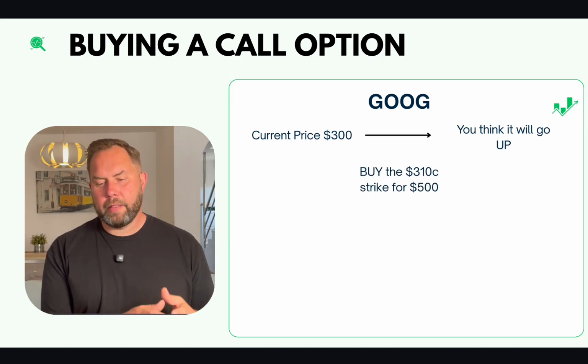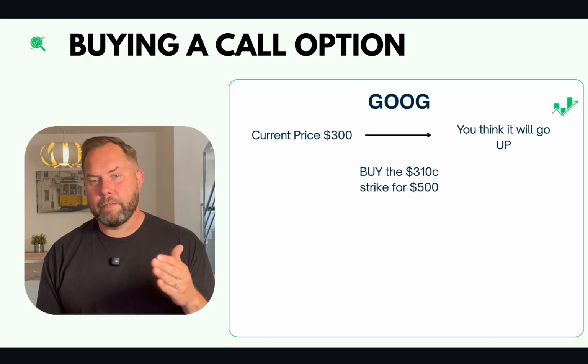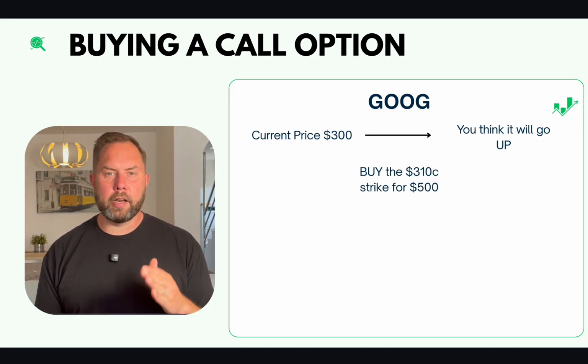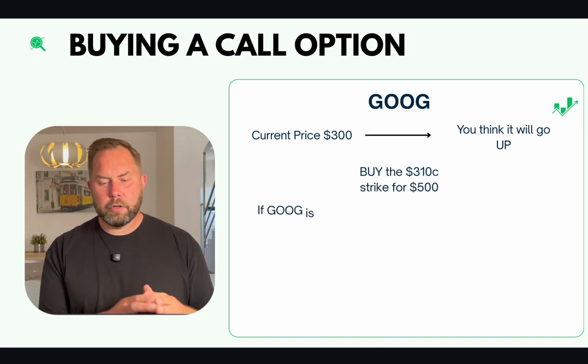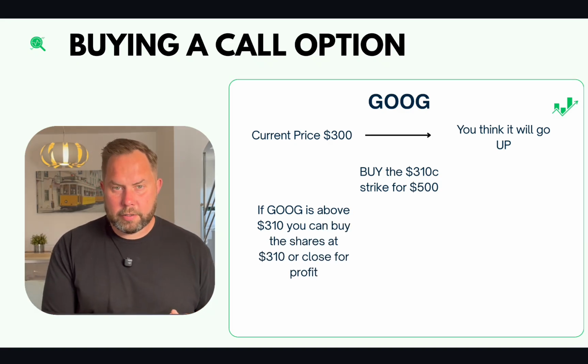Therefore, you could buy the 310 call and it's going to cost you $500. And again, $500 is the most you can lose on this contract. If Google is above 310, you have a couple options. You can buy the shares at 310.